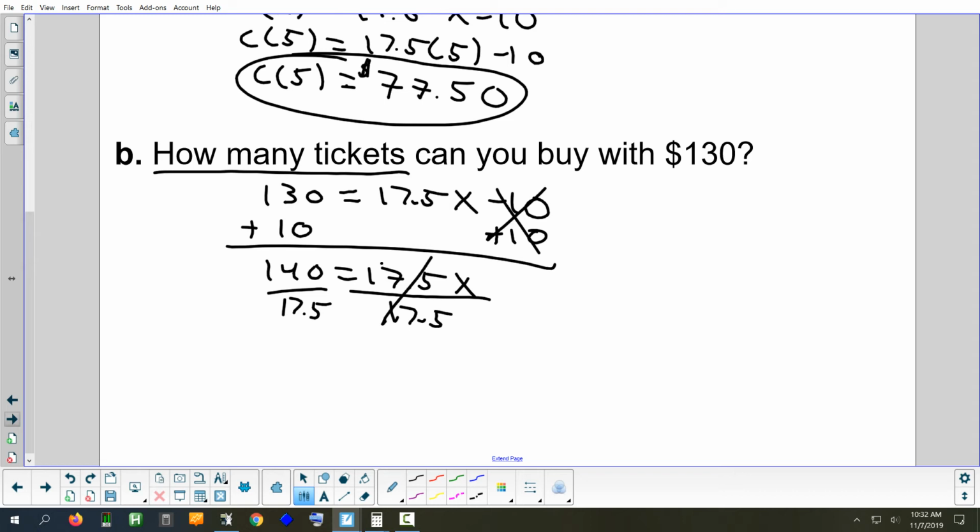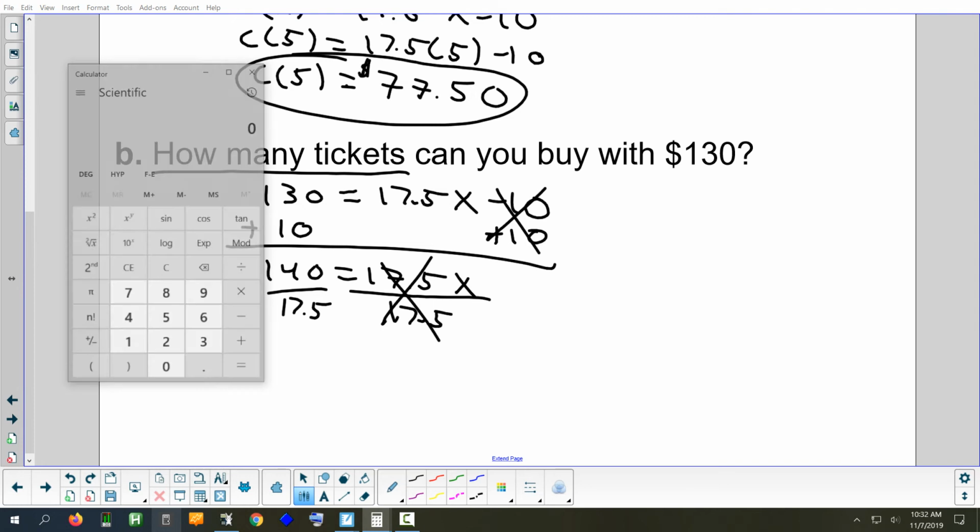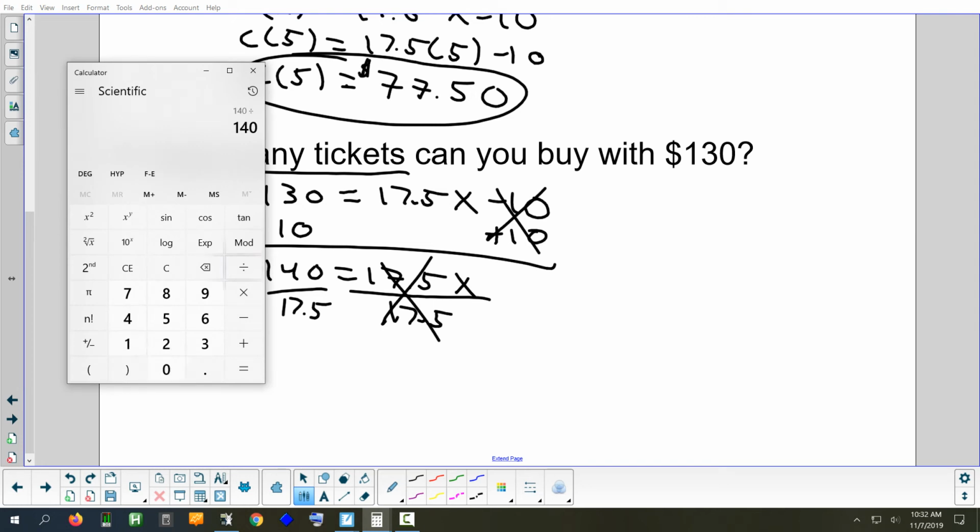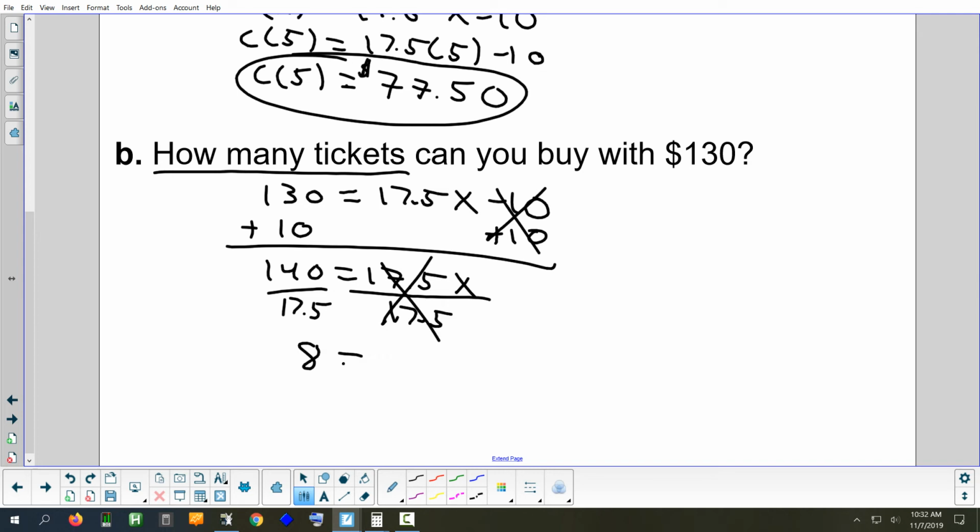17.5. Now, I don't know what's going to happen when I type that in, but can your ticket be a decimal? No. So if you could afford like 2.5 tickets, well, you don't have enough money for 3 tickets then. You can't buy 2.5. If you have enough money for 2.5, you can only afford 2. So let's divide it and see what happens. Maybe we won't even get a decimal. 140 divided by 17.5. Hey, so no, we didn't. You have enough money for exactly 8 tickets. And make sure you put that label: tickets. So any question on that one?